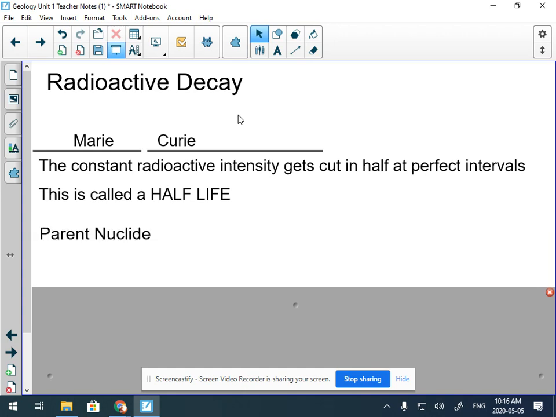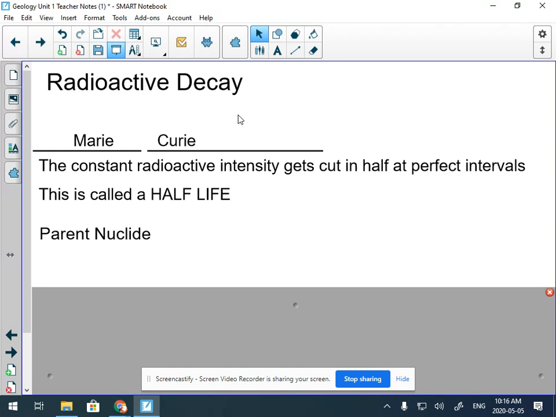Now, a parent nucleotide is the original substance. And that parent nucleotide is something that is the most radioactive and it's unstable. On page 8 of your data booklet, and you're going to need it for this part, there is some really interesting stuff about radiation. And we are going to be using the elements for radioactive dating way at the bottom.